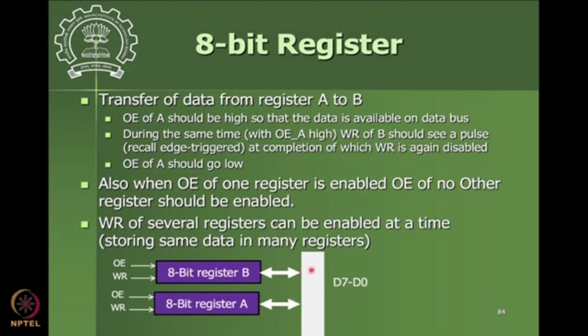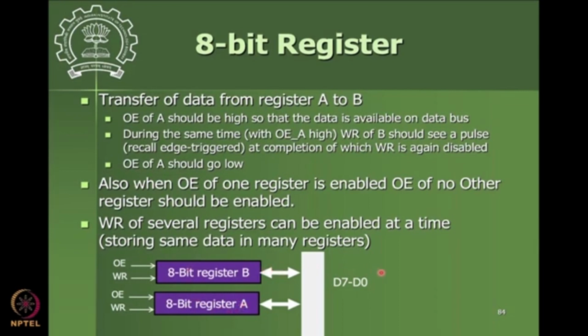Now at the same time I need to make WR high for a short duration, then that data will be stored in this register B, and then I can make WR low, and now A's data is also there in register B. So is the data in the A register lost? No, we have not written anything to the A register, so that data is still intact there. So like that this operation is going to happen.